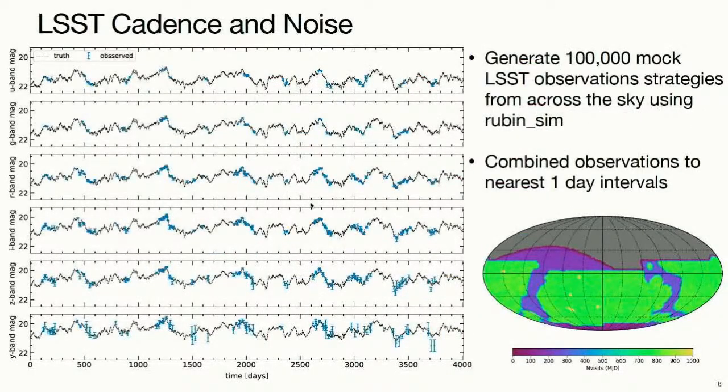Okay, we simulate our light curve, and then we want to impose LSST-like cadences and noise properties and model the simulated LSST light curves. So I take a bunch of random points in the sky, using Rubin sim to get their 10-year observation strategy, for my training set. The blue context points are the observations of LSST, and the black dotted line is our simulated light curve.